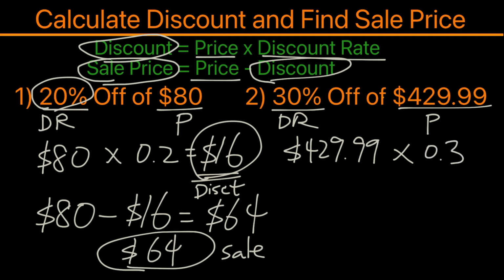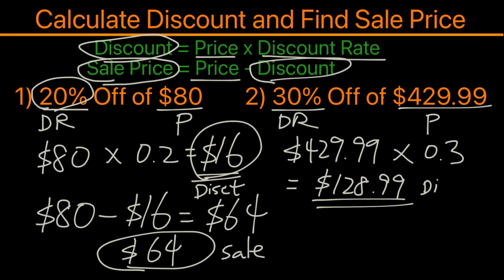So using a calculator, $429.99 times 0.3, we would get $128.99. And that would be the discount.